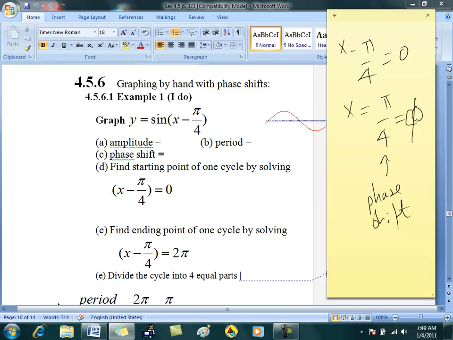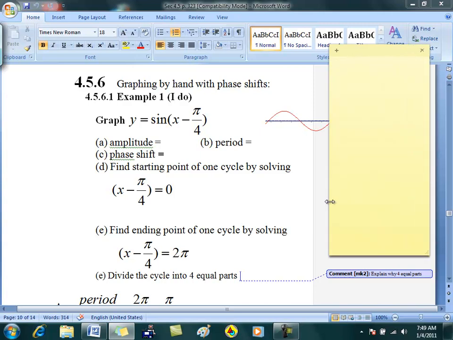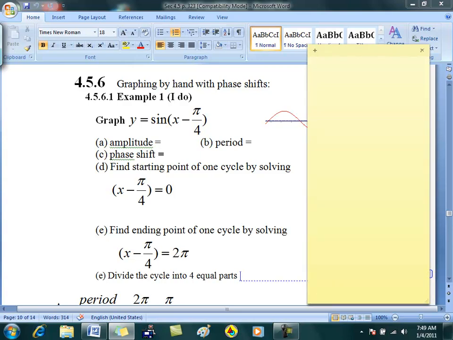So A, B, and C are really pertaining to the formula that I just reviewed with you. But the graphing part really starts out with item number D. So let's walk through the entire process. Your first step in graphing is going to be to set x minus pi over 4 equal to 0, and you solve for x. So x equals pi over 4. This will be the starting point on your graph.